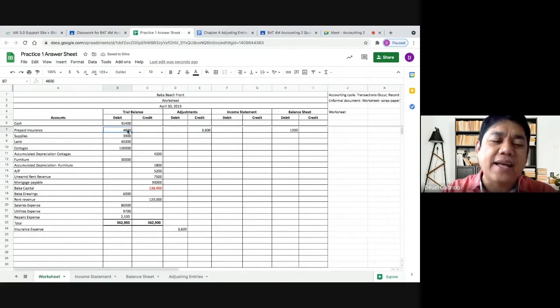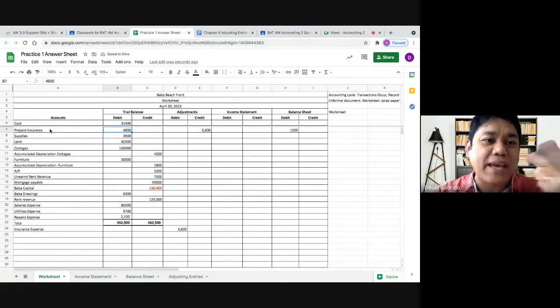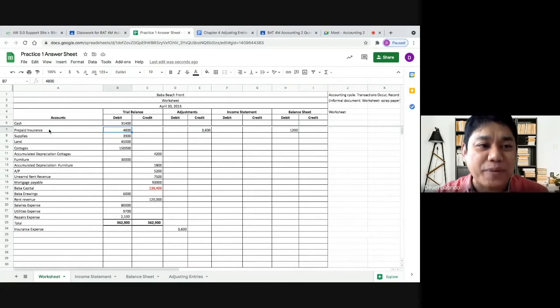4,800 is the prepaid, meaning we made an advance payment of insurance. So 4,800, and then we consumed 3,600. Of course, the remaining for the next year would be 1,200 only. Is that clear? Are we okay, guys?